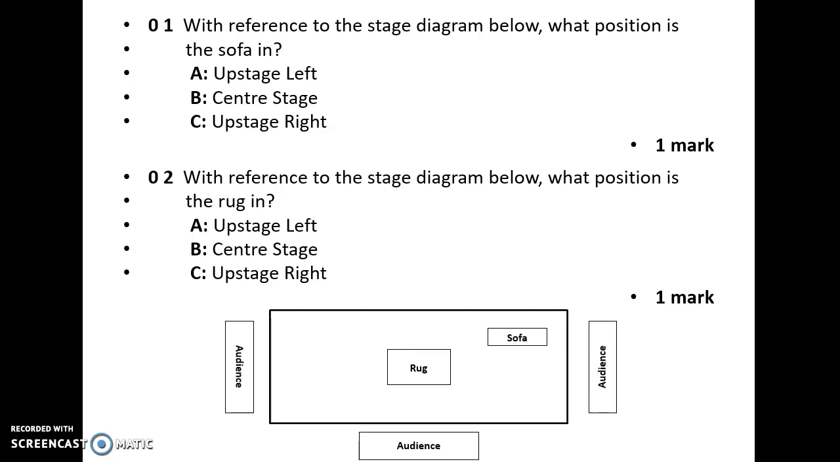Okay, so we'll go back through those answers. So question 1, where is the sofa? The answer is A, upstage left. Remember we said right and left are switched as you're looking at the screen because it's the actor's right and left. Don't get thrown that there's audience on 3 sides of the stage. You're looking at where there isn't audience and using the place in front of you as an actor. Okay, question 2, the rug is centre stage. That's fairly obvious, that one, but the rug is centre stage.